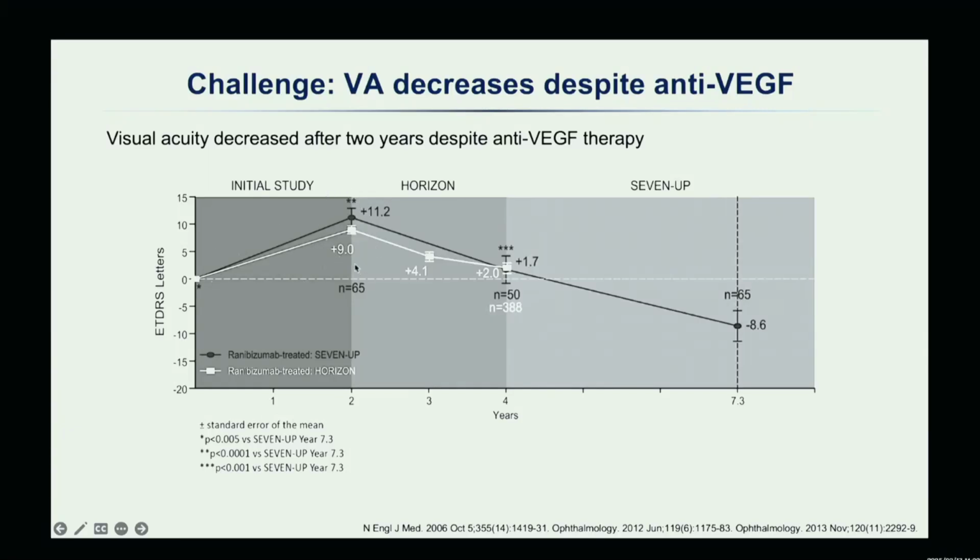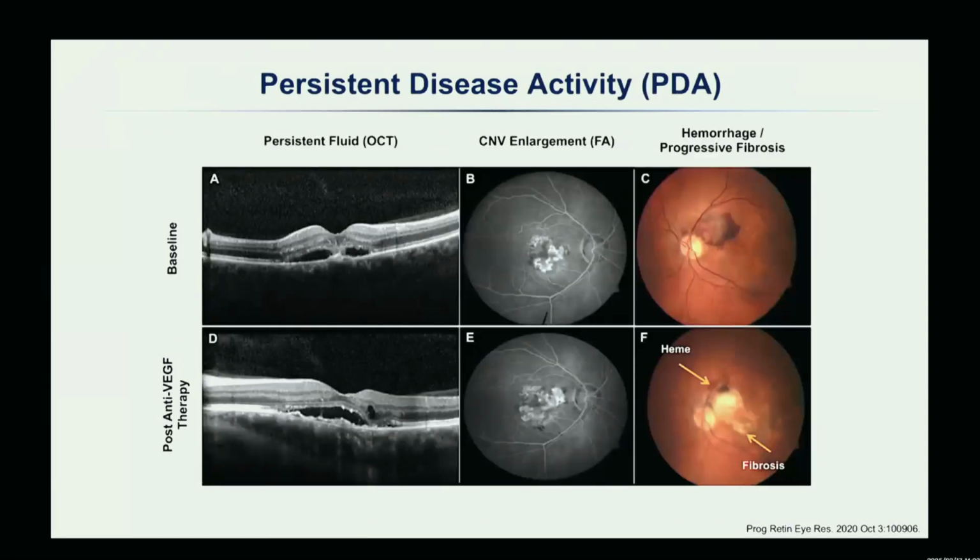For most people, after treatment with intravitreal injection of anti-VEGF drugs, the visual acuity increased. However, for some of them, 2 years after the treatment, the visual acuity will decrease gradually, and at about 5 years, the visual acuity comes back to the baseline before the treatment. This is mainly due to persistent disease activity, which includes accumulation of subretinal fluid, enlargement of the neovascular vessels, hemorrhages, and progressive subretinal fibrosis.